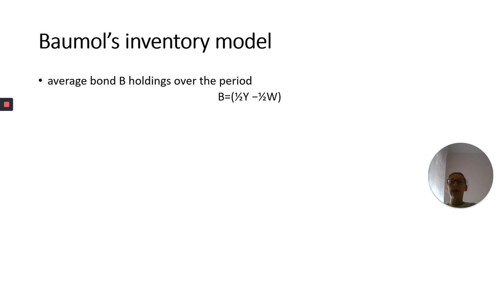So, on average, the amount of bonds people held over the period is equal to half of income minus half of the amount withdrawn. Remember, half of income, this is the average income, and half of the amount withdrawn, this is how much money in cash people keep. So the rest is kept in bonds.